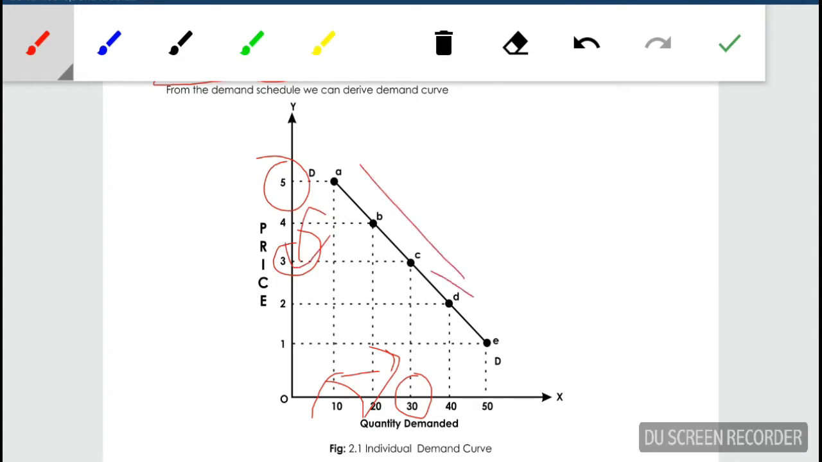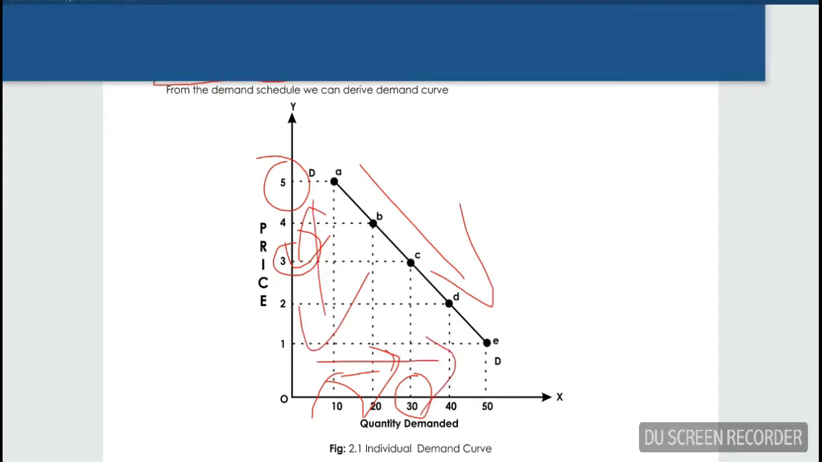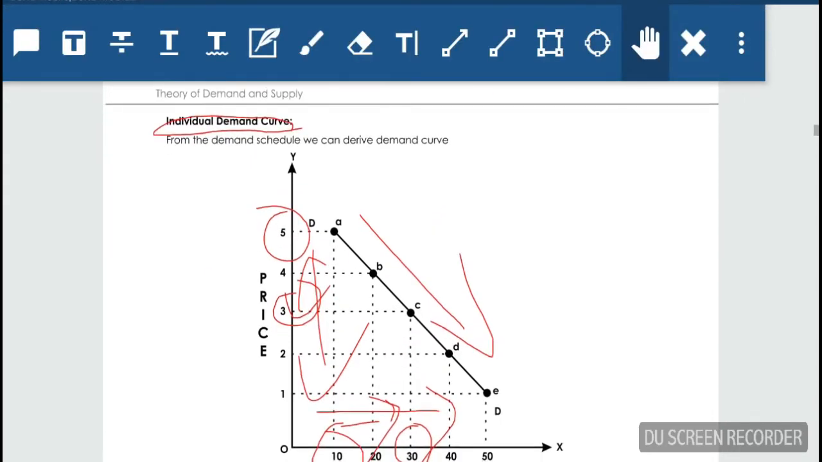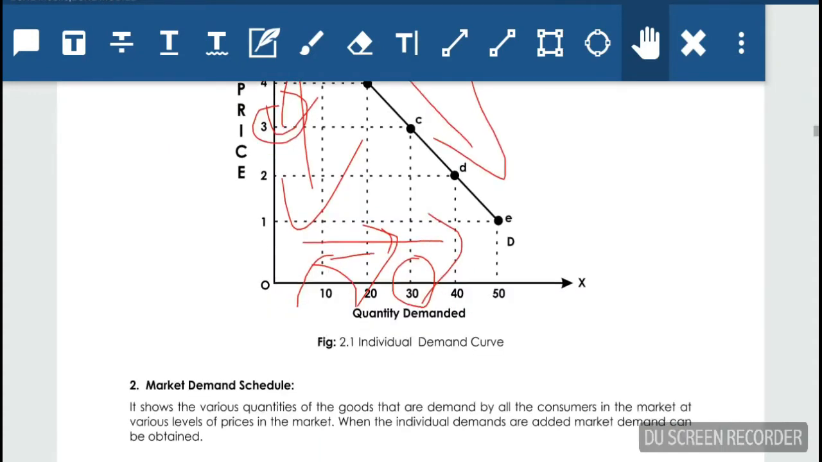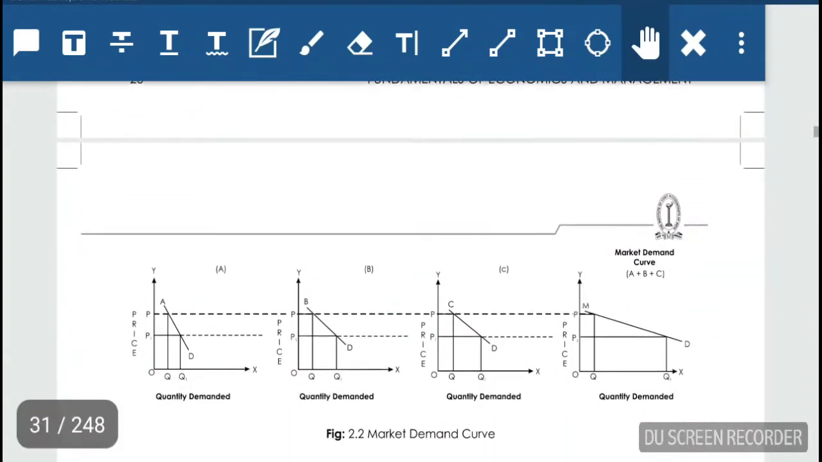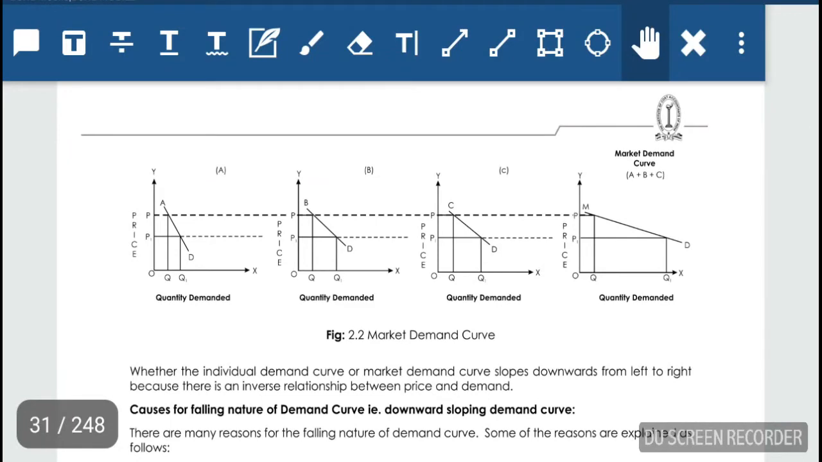So it will be downward sloping. And when the price is decreased, the quantity demanded is increased. This is the law of demand as per the demand curve. This demand curve you can also express in market form. This is the market form of the demand curve.